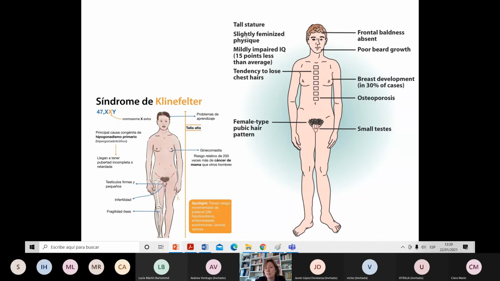So it's quite common to have this slightly feminized physique, or having a poor beard. Sometimes in 30% of the cases, but not in every case, there's a little development of the breast, or some illness that affects mainly girls, like osteoporosis. It could appear here, but I can tell you that there's people having this syndrome and they don't know they have it, because it's not going to have important consequences. You're not going to have heart pathologies or kidney pathologies that go with it.